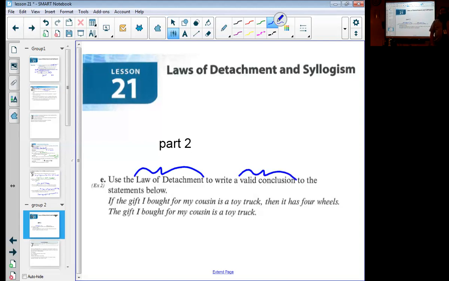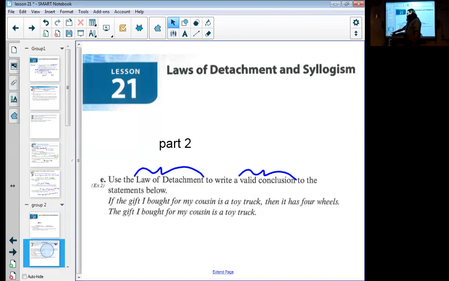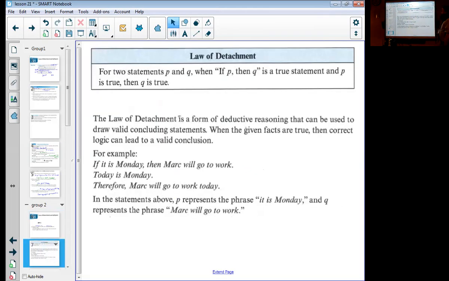Once again, this would be a good idea to write in your notes, so it would be a good idea to pause and write your notes. The law of detachment for two statements, P and Q: when "if P then Q" is a true statement and P is true, then Q is true. This is very similar to what we used in the first part of this lesson, where we said, okay, the hypothesis is true, therefore the conclusion has to be true.